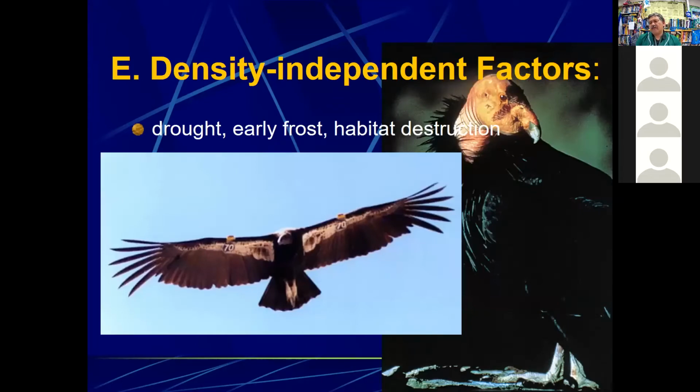But some factors are not dependent on density, because no matter whether you live in the city or you live in the country, if you're in the middle of a drought, you're going to know that. You're going to have limited access to water. Habitat destruction pays no attention to the concentration of organisms in an area. Trying to build a freeway, you're not really checking to see if there's more mountain lions north or south of the freeway.